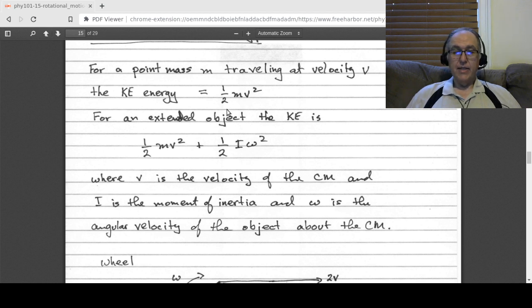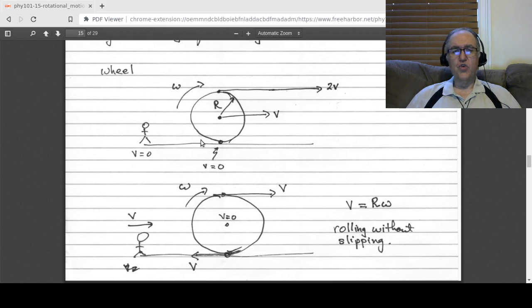The second thing is that while this is true in general, we often want to apply this particular formula to a wheel, a rotating wheel, which is rotating without slipping. So what does that mean? What is the physics behind a wheel that is turning without slipping? What do we mean by without slipping? This is a little tricky, but once you get it, you're okay.